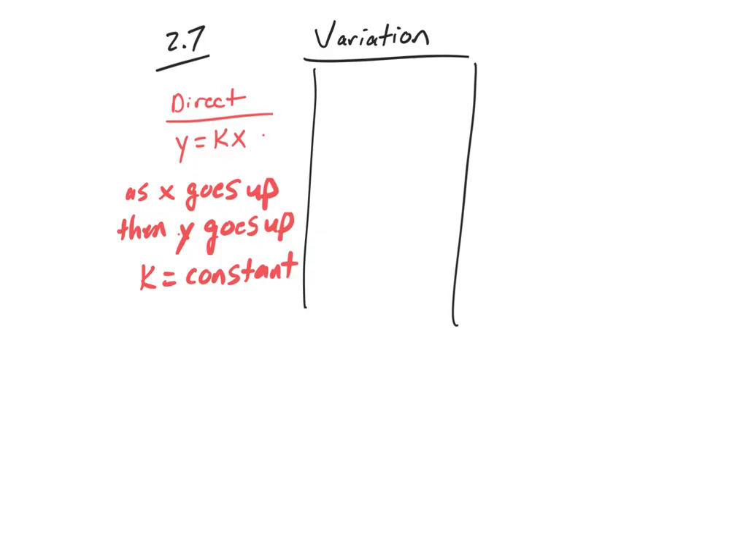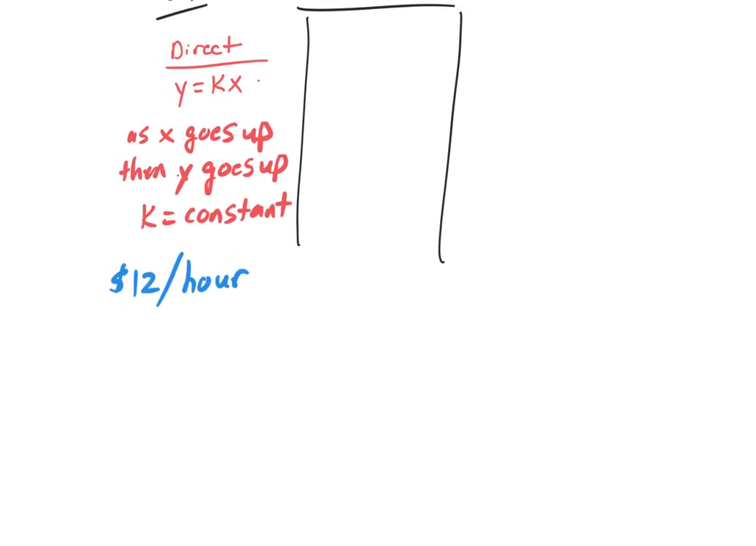A situation where you might see direct variation, and it's in a place that we use it all the time, would be somebody that makes $12 an hour at a job. That would be my constant, okay? If I work 1 hour, or 20 hours, or 40 hours, or whatever I work, I'm still making $12 an hour. The $12 doesn't change. It remains constant for any number of hours that I work.